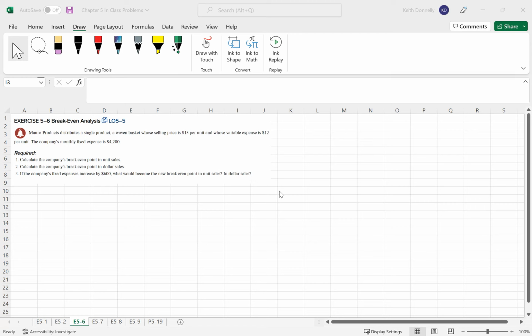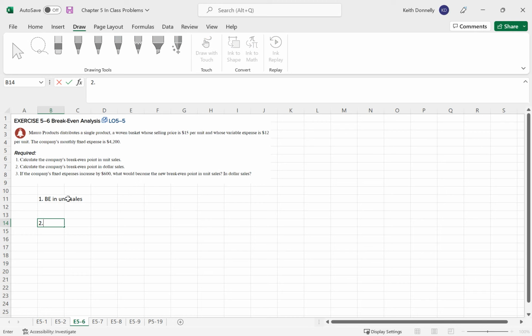All right, so now let's look at break-even point using those traditional formulas. They're giving us some information. It says a company distributes a single product, a basket, whose selling price is $15 per unit. It has variable expenses of 12. The fixed expenses are 4,200. All right, first one they want is break even in unit sales.